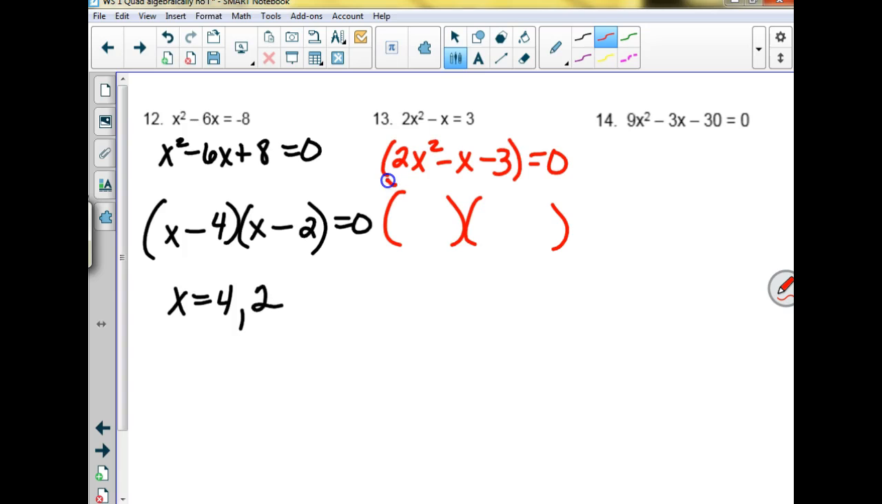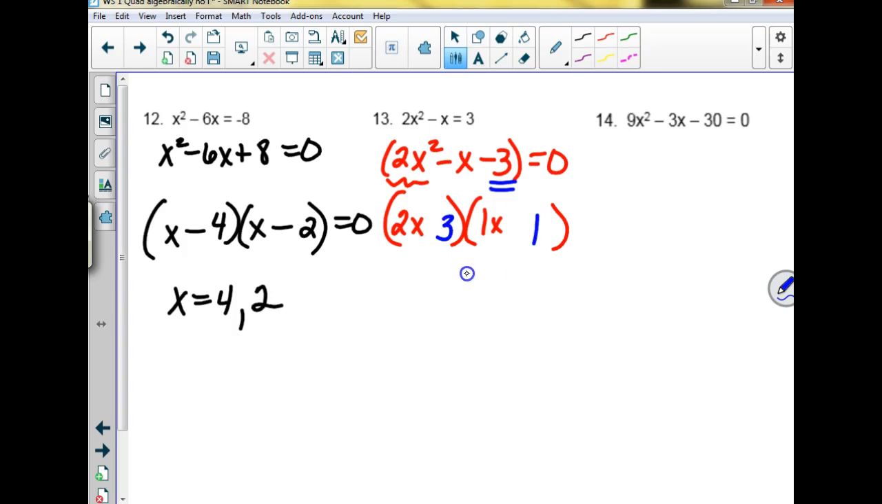Okay, so the first term here is a 2x squared. The only way to get that is a 2x times a 1x, right? Now the good news is the last one back here is also prime. Only way to get that is a 1 and a 3 or a 3 and a 1. So you pick one and you try it, and if it doesn't work, you try the other way. What do you want to try first?